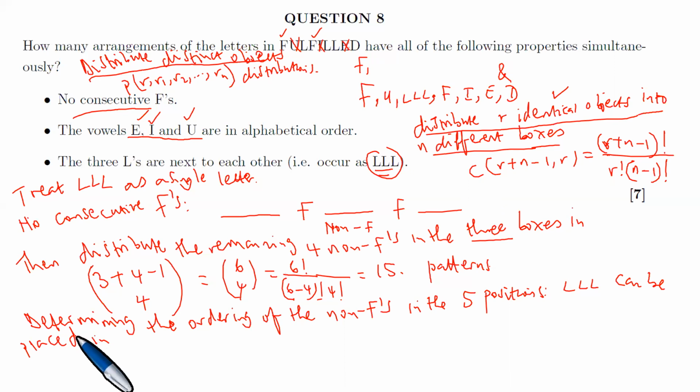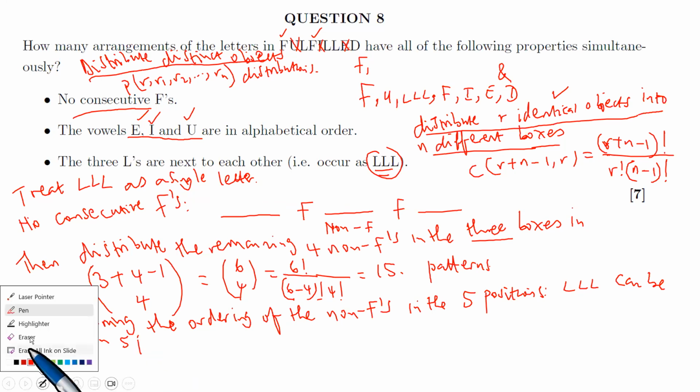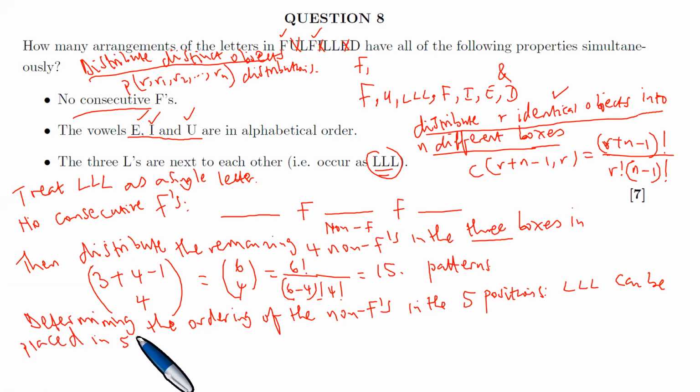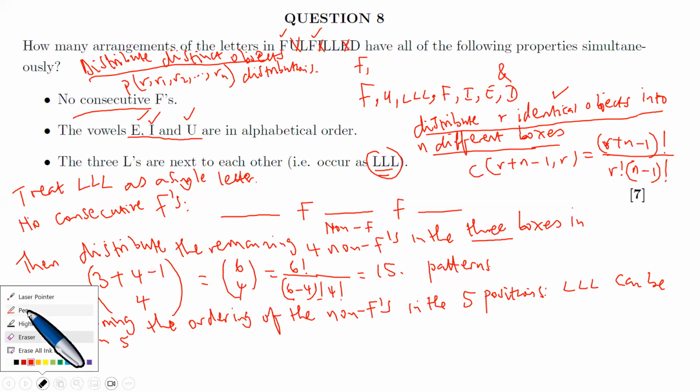Right, but now let me first say determining the ordering of the non-Fs in the 5 positions. So obviously you'll have 5 positions, 1, 2, 3, 4, 5. Then we have the LLL can therefore be actually placed in 5 ways. Why 5 ways? Because 5 positions of the non-Fs.